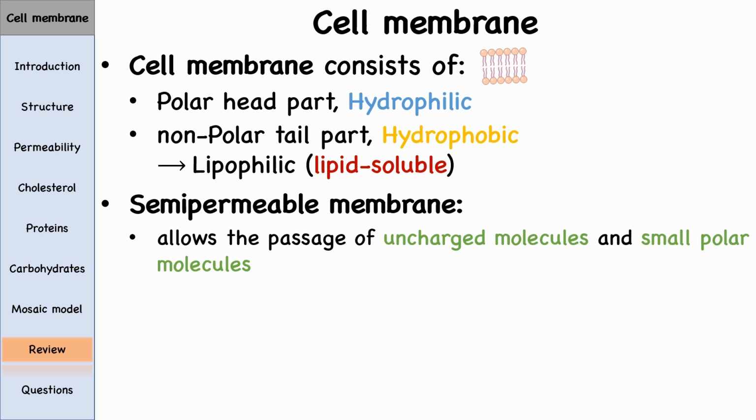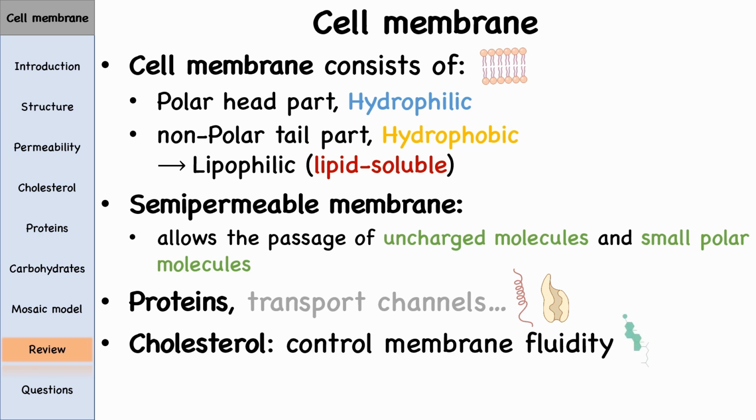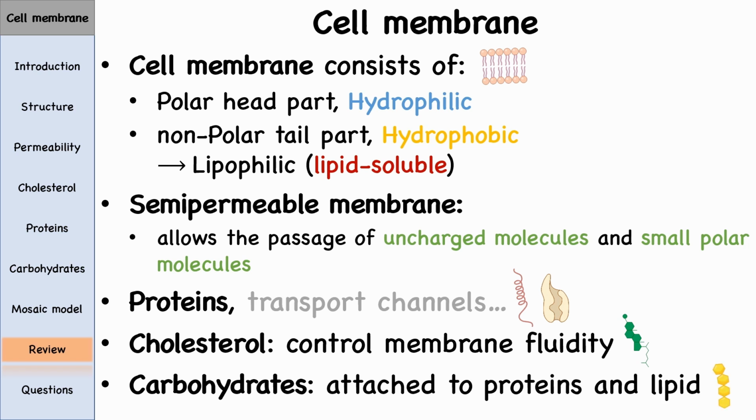The membrane contains proteins. One of their functions is to serve as transport channels for the molecules that cannot pass through the membrane. Cholesterol's role in the membrane is to control fluidity in all temperatures, and the carbohydrates are found attached to proteins and lipids.